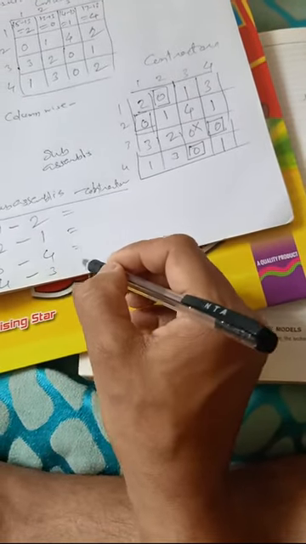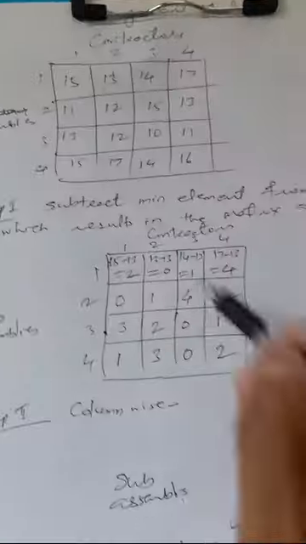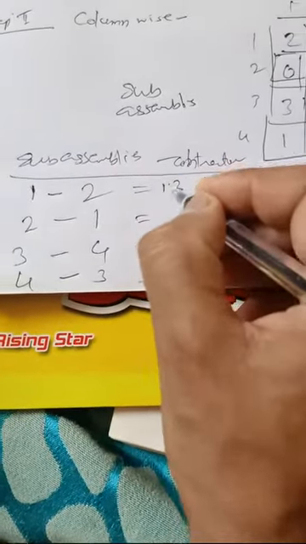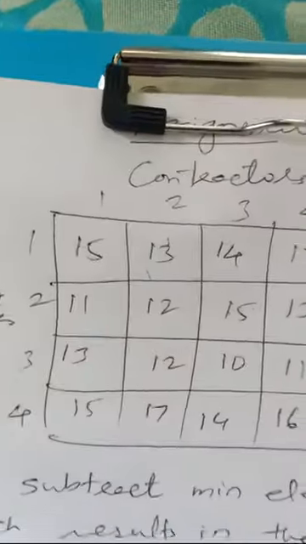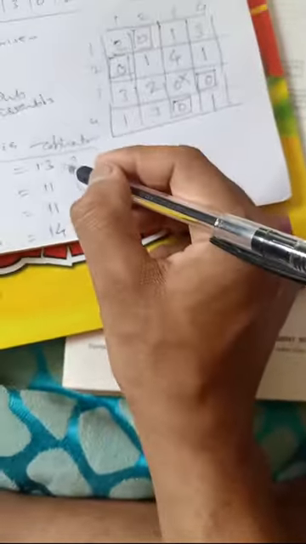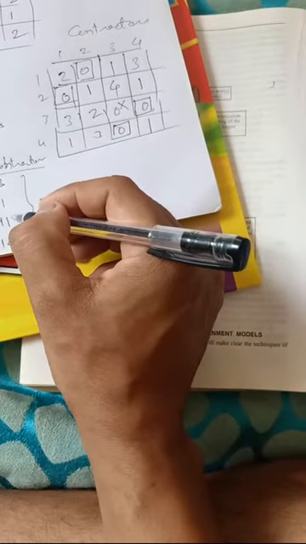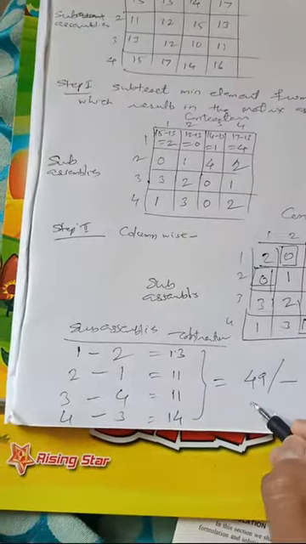And the assignment cost from the original matrix, I need to just take it down. So 1 to 2 is how much? 13. Then 2 to 1 is 11. 3 to 4 is 11 again, and 4 to 3 is 14. So if I add this, I'll get total assignment cost as 13 plus 11 is 24, plus 11 is 35, plus 14 is 49 rupees. So this is the total minimum assignment cost.